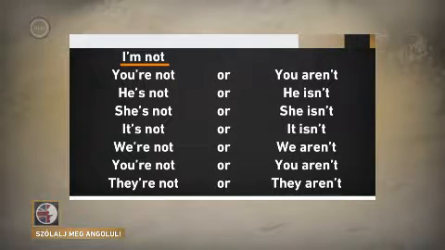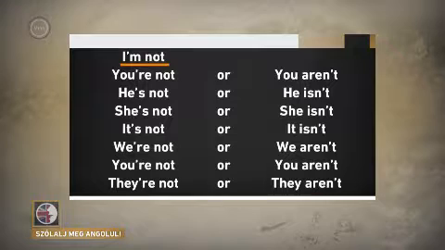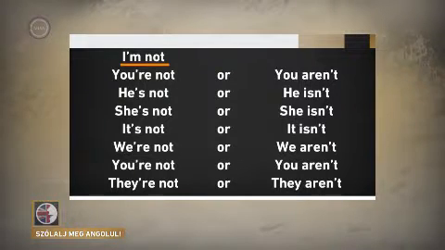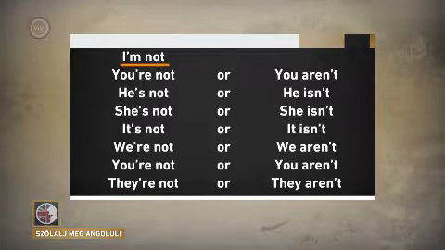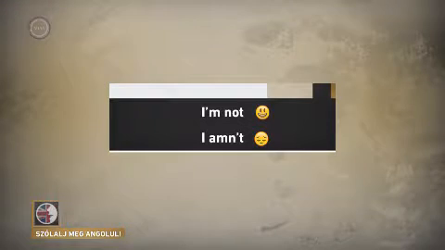Yes, the only subject where we can't do this is the first person singular. With the first person singular, we can only ever say I'm not. With all the other subjects, we have a choice. But with the first person singular, with I, when we want to use the short or abbreviated negative version of the verb to be, we have to say I'm not. I'm not. Not I amn't.